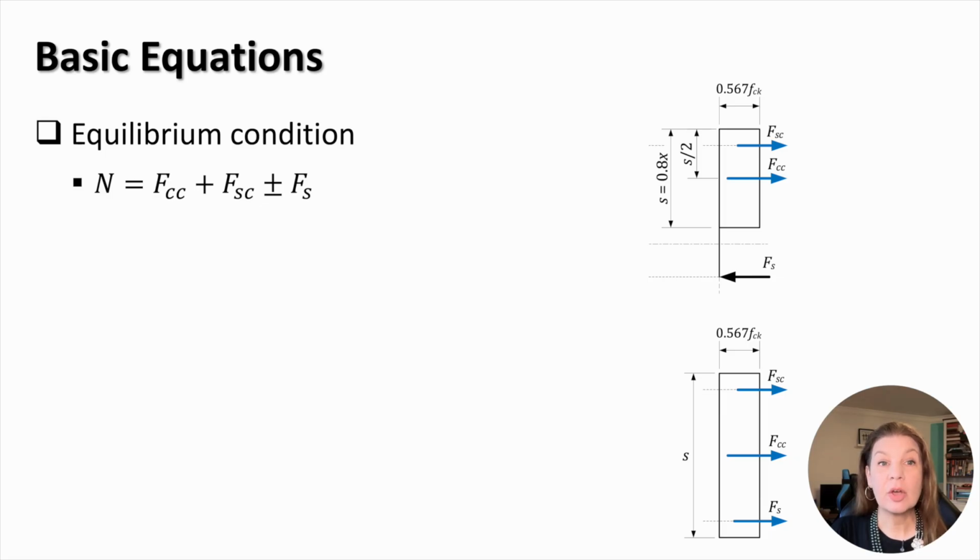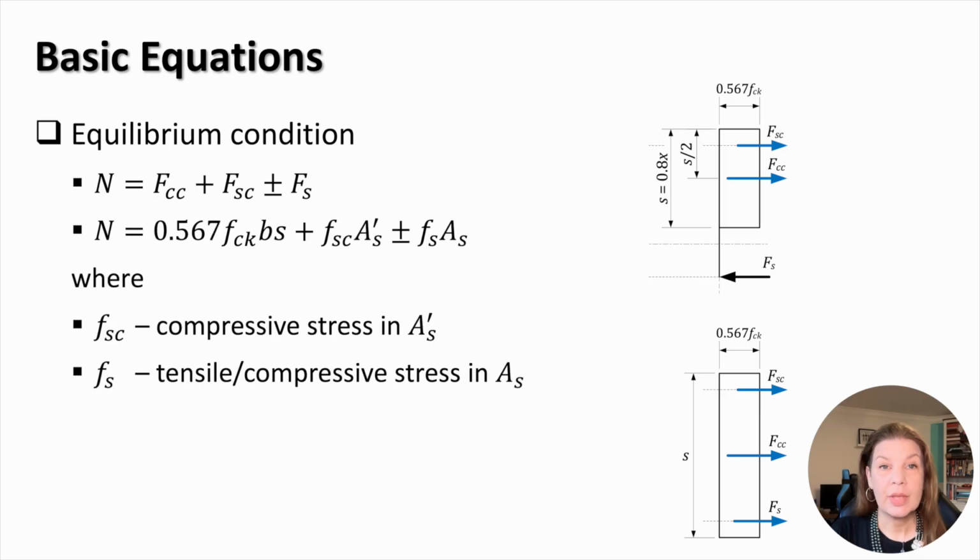The sum of forces in the horizontal direction yields the axial resistance of the section, where the force Fs can be detracted from the sum of FCC and FSC in state 1 and added to it in state 2. Substituting the maximum values for FCC, FSC, and Fs results in the following expression, where lowercase fsc is the compressive stress in the top reinforcement area AS tag, and lowercase fs is the compressive or tensile stress in the bottom reinforcement area AS.